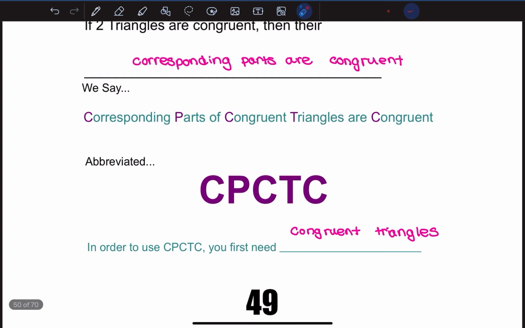So in order to use this, we need to first know that the triangles are congruent. So for these proofs, if they tell us to prove that two segments are congruent in a pair of triangles, we first have to prove that the triangles are congruent, and then use CPCTC to say that because they are corresponding parts of congruent triangles, they must also be congruent.